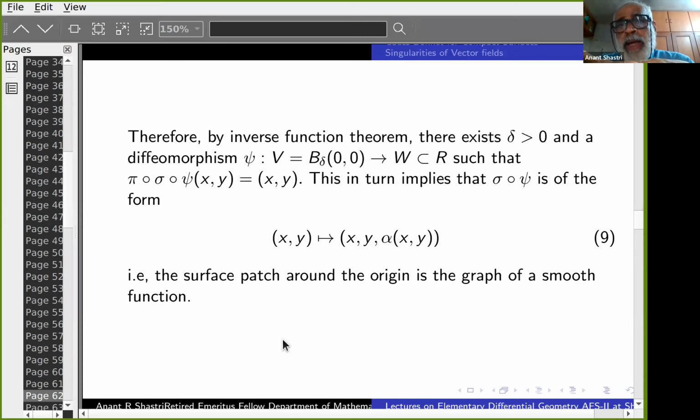So applying the inverse function theorem, I can assume the surface coordinates are changed. The surface is not changed, remember that, nothing else. Coordinates are changed so that in the new coordinates, some small patch of the surface will look like xy going to x comma y comma alpha xy, some smooth function. So this is my sigma now. Therefore, computation of the derivatives, etc., will become easier. This is now the graph of a function.